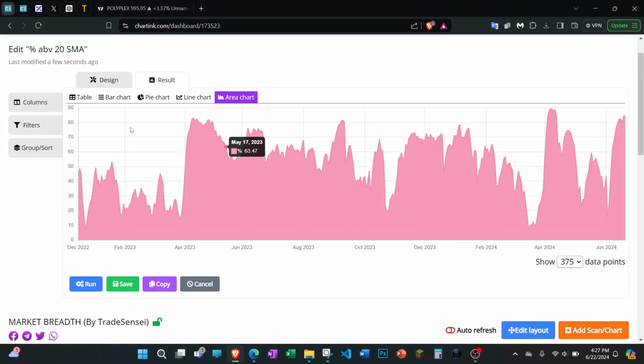So here, as you can see, this is the data point for the last 375 days, showing the number of stocks above the 20-day moving average or below the 20-day moving average. This was the point where the bull run actually started, by the end of March 2023. And you see many times we have crossed this 80% level.